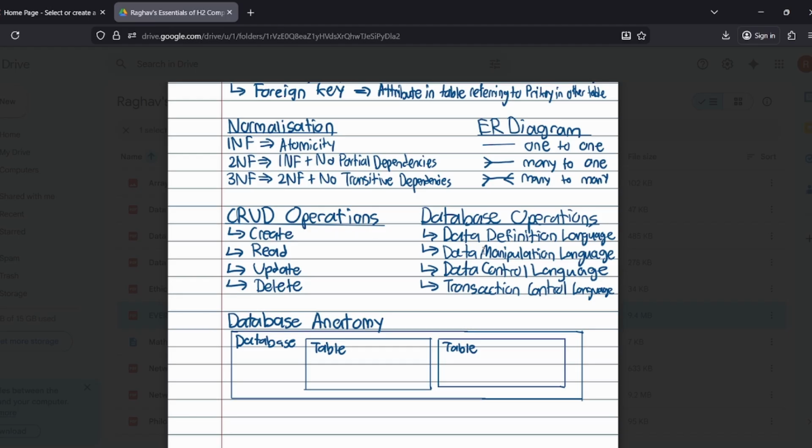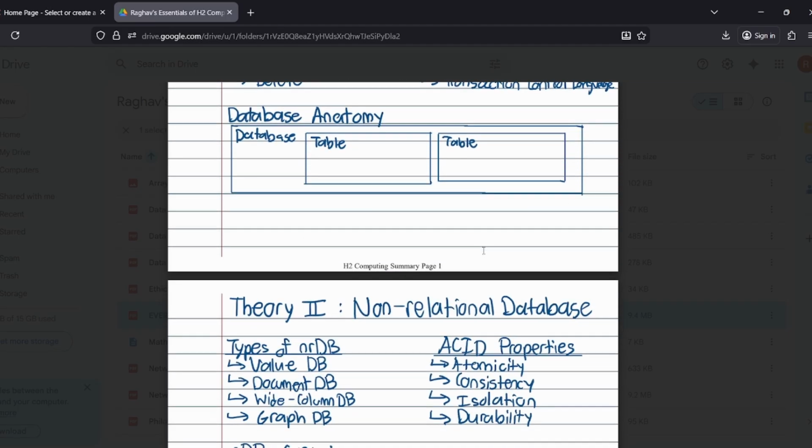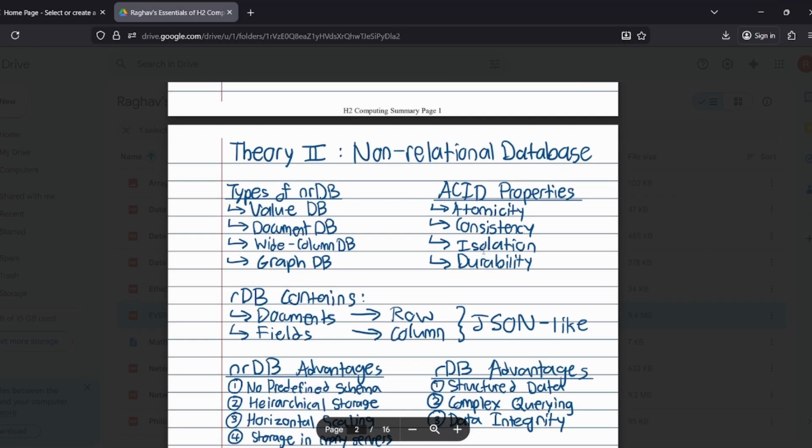Then this is the anatomy of a database. Inside of a database, you have multiple different tables. That's kind of what it looks like. Now, moving on to theory 2, non-relational databases.